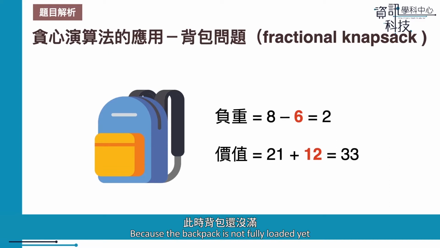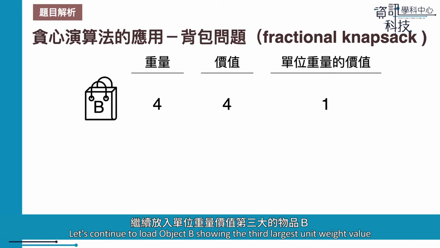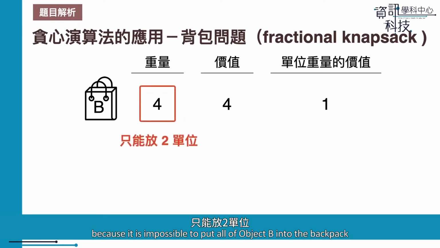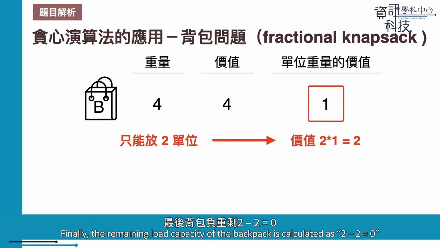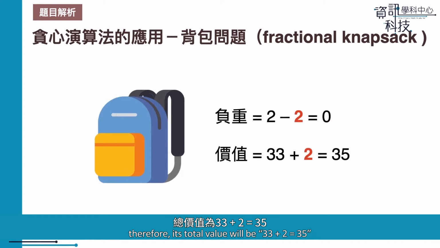Because the backpack is not fully loaded yet, let's continue to load Object B, showing the third largest unit weight value. However, only 2 units can be loaded because it is impossible to put all of Object B into the backpack. Finally, the remaining load capacity of the backpack is calculated as 2 minus 2 equals 0. Therefore, its total value will be 33 plus 2 equals 35.